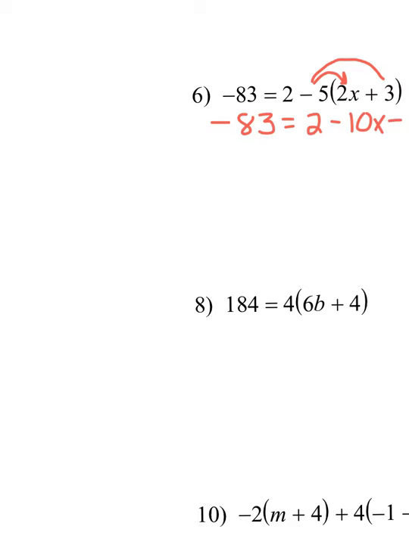I've distributed, make sure my signs are right. I'm going to combine like terms. Nothing to do on the left side, that's negative 83 equals. So on the right, my 2 like terms happen to be the 2 and the minus 15. 2 and minus 15 make minus 13.